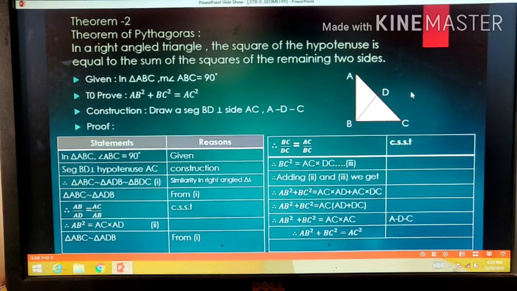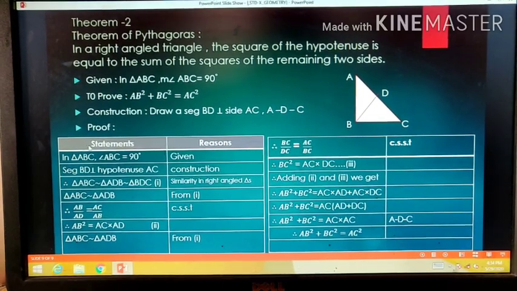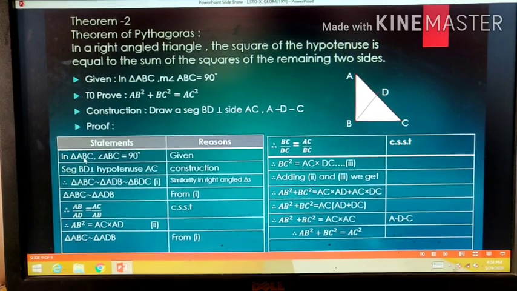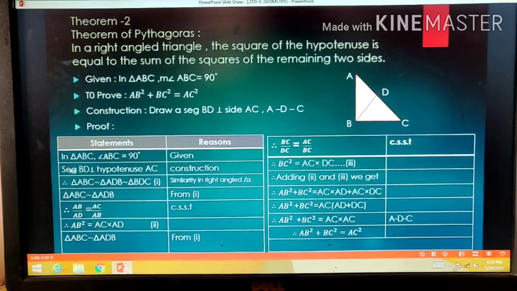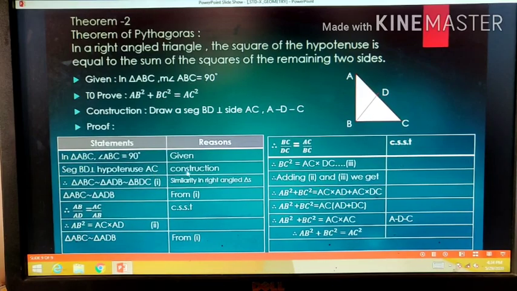For the proof of this theorem, we have to do the construction first. What construction do we have to do? Draw segment BD perpendicular to the hypotenuse AC such that point D lies between A and C. Proof. Start from the given part. In triangle ABC, angle ABC is equal to 90 degrees. This is given. Segment BD is perpendicular to hypotenuse AC. This is our construction.